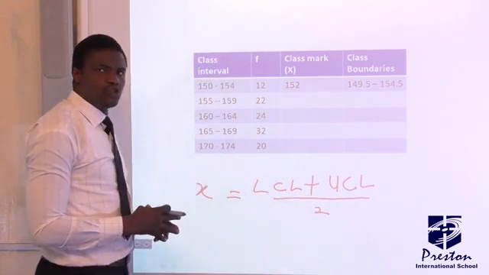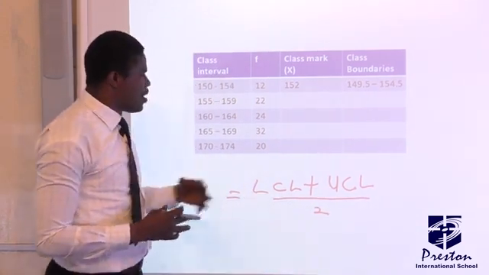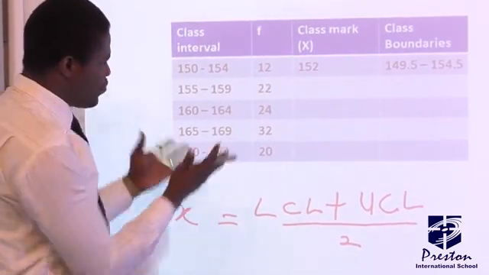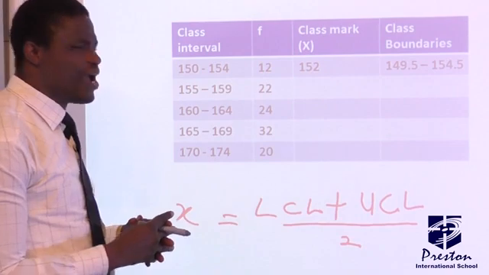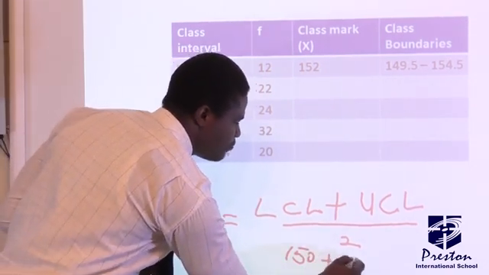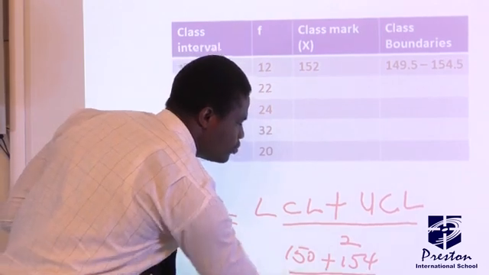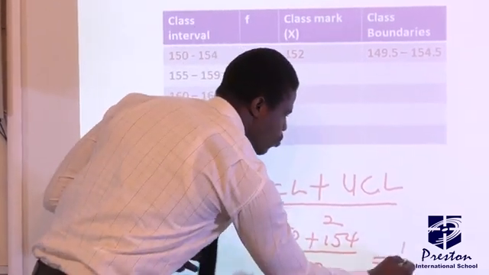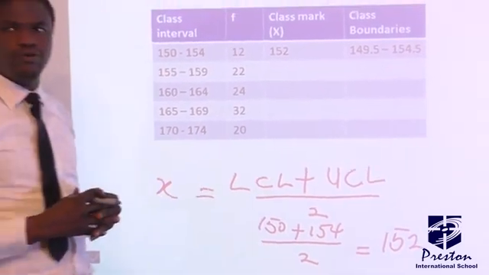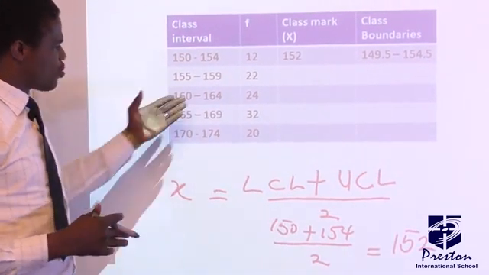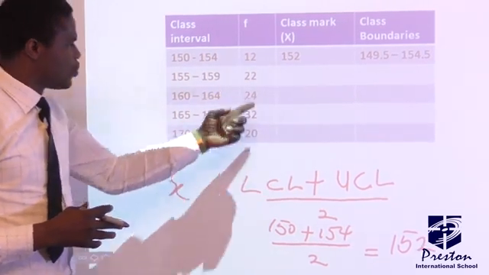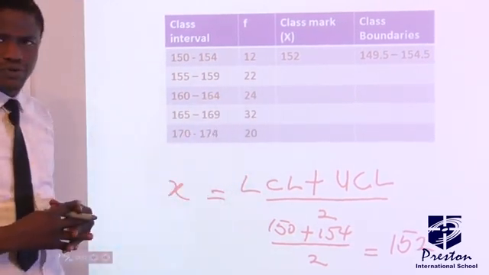If you look at the first group, 150 is the lower class limit, while 154 is the upper class limit. So if we add these two together, we have 304. That is 150 plus 154 divided by 2. This will give us 152. That is how we arrive at this 152 for the first class. So we can continue with this method to get the second, third, and so on.